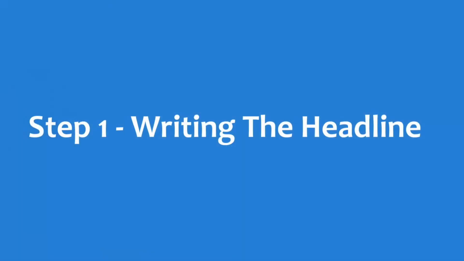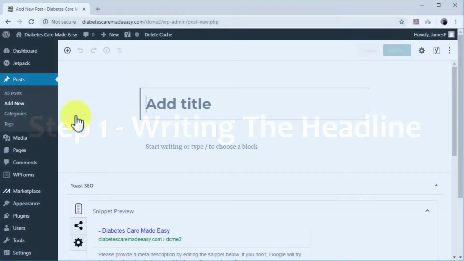Step number 1. Writing the headline. Start by composing the post headline by clicking on the Add Title field. The function of a post headline is to grab the attention of users and to rank your site for the keywords that you target with it.